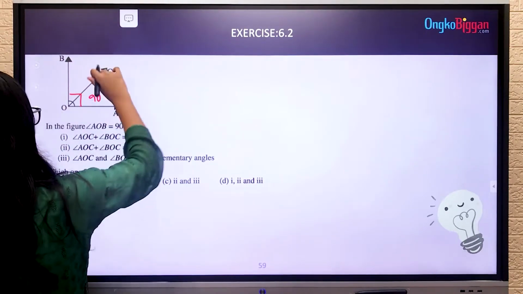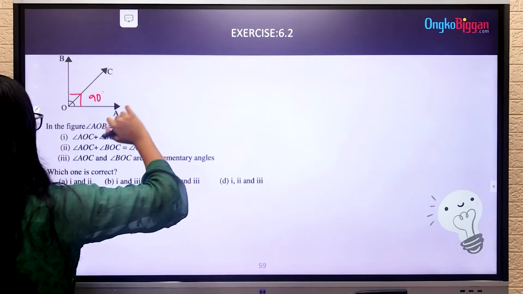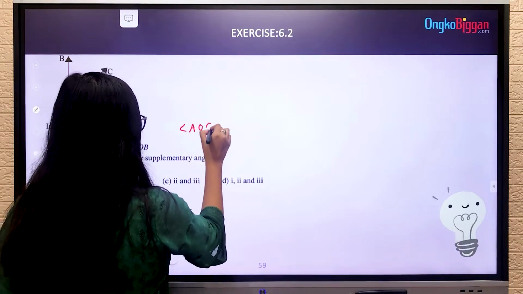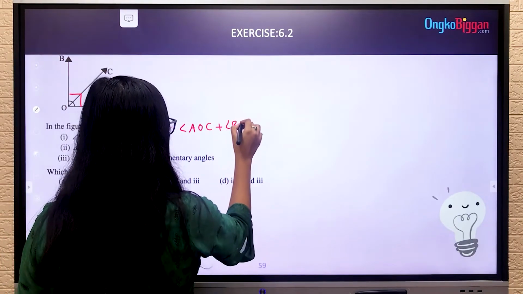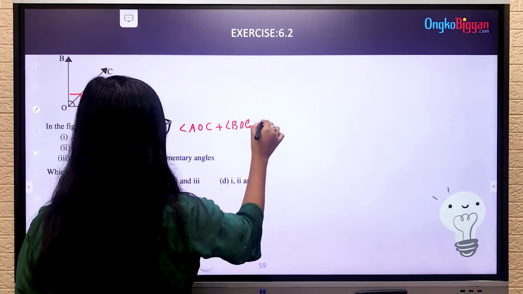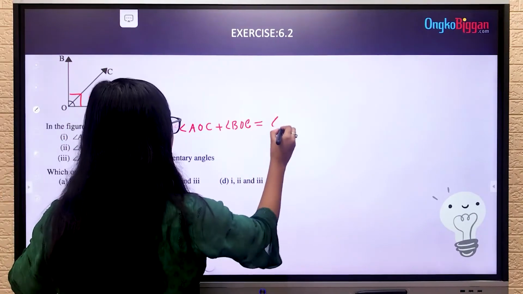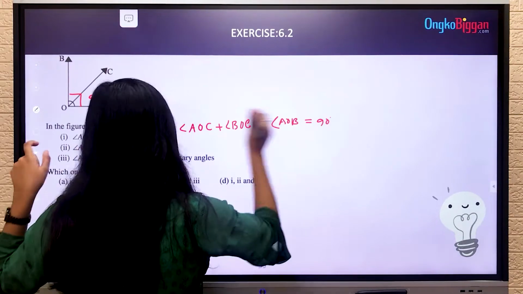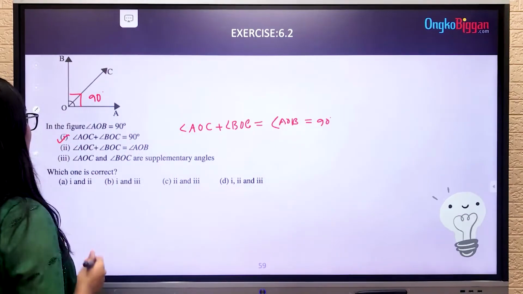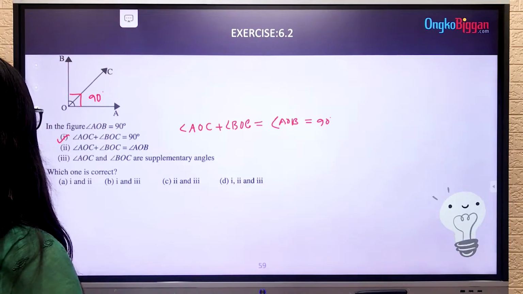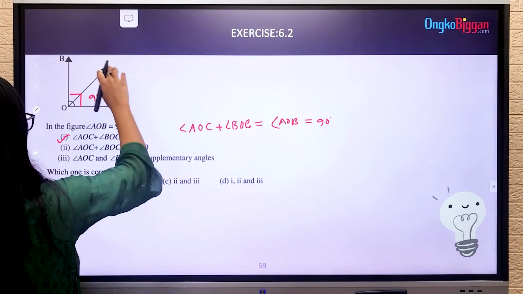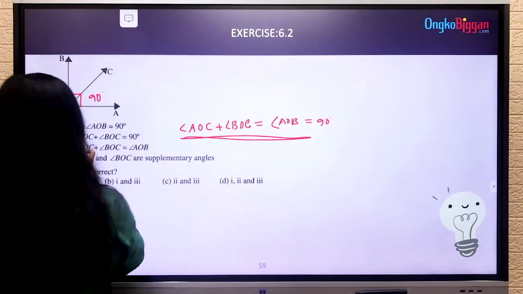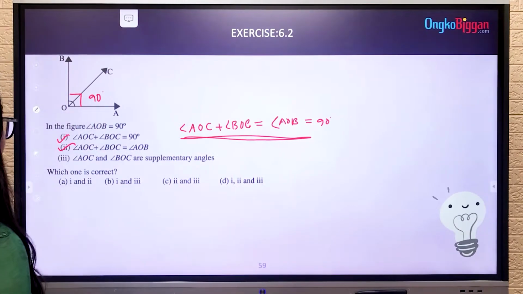So AOC plus BOC equals 90 degrees. Yes. AOC and BOC are two adjacent angles, and in total they make the angle AOB. It is given that AOB equals 90 degrees, so yes, this statement is correct. Then AOC plus BOC equals AOB. I have already written the statement, so yes, this statement is also correct.